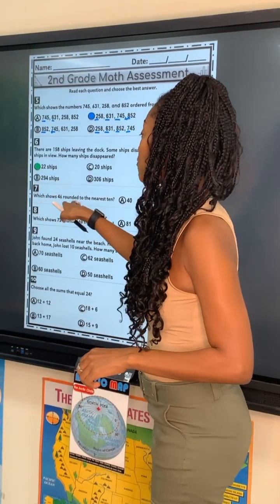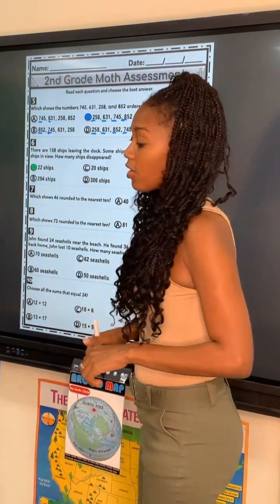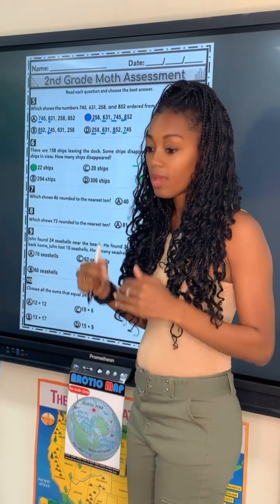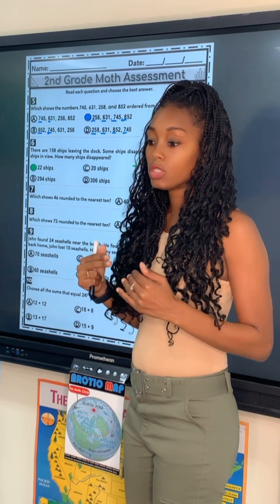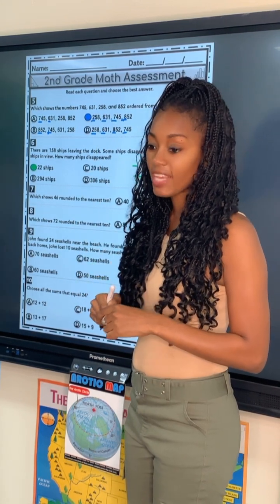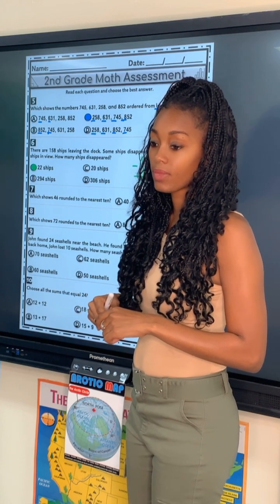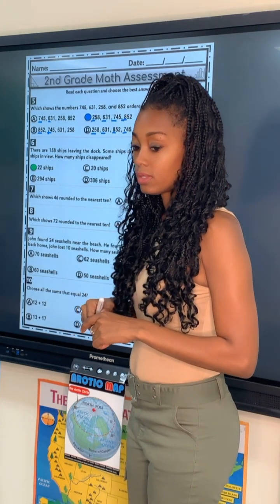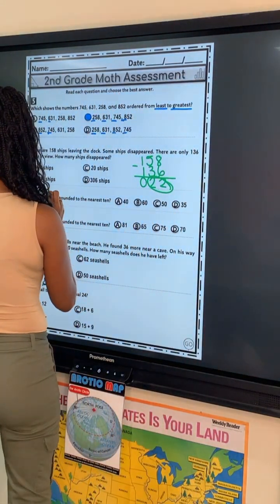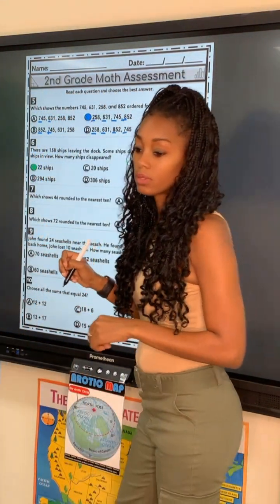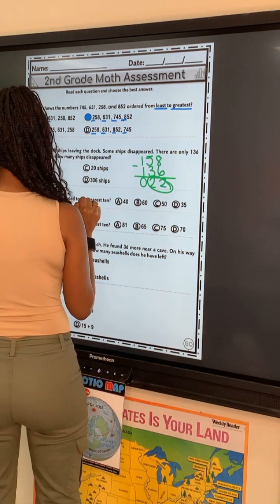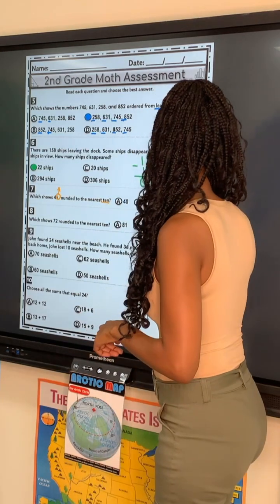Number 7, which shows 46 rounded to the nearest 10. And 46, which number am I looking for? That's going to let me know to round up or down. Yes? The ones place, which is what number? The 6. And the 6 tells me to round up or down? Up. So 46 rounded to the nearest 10 becomes what number? 50.